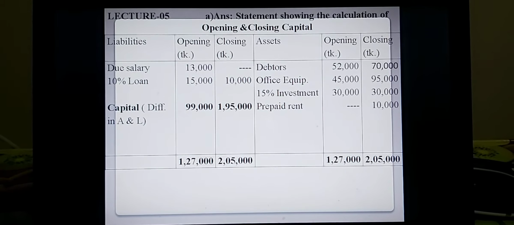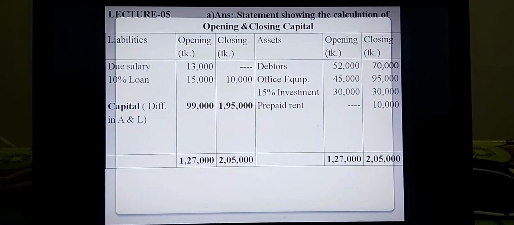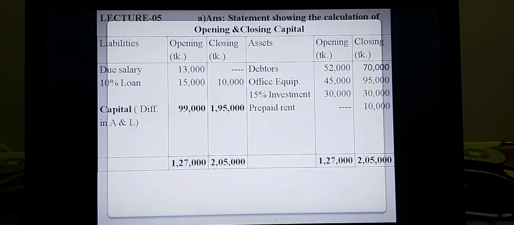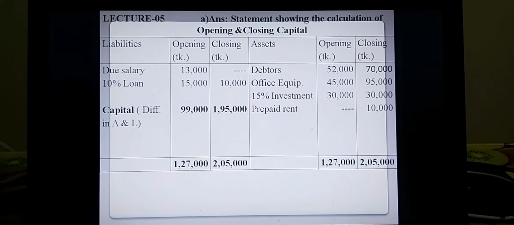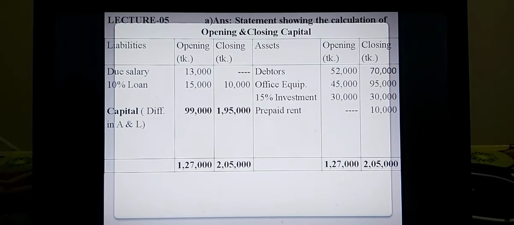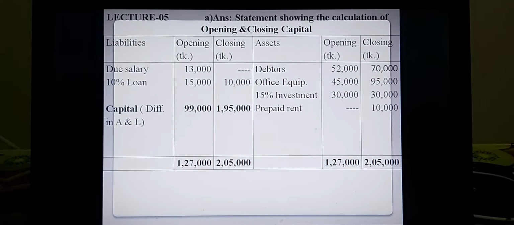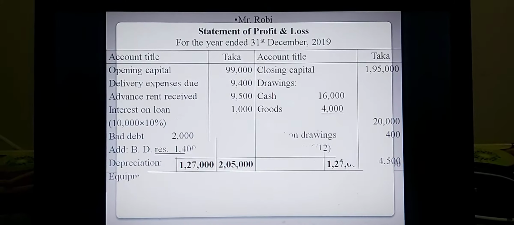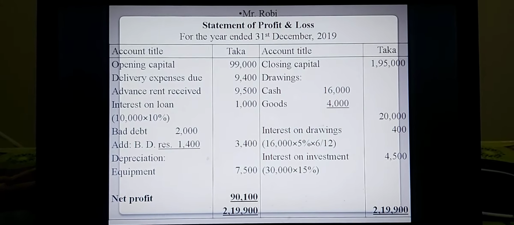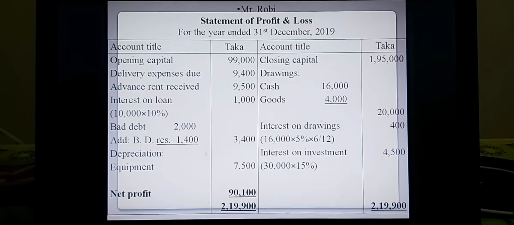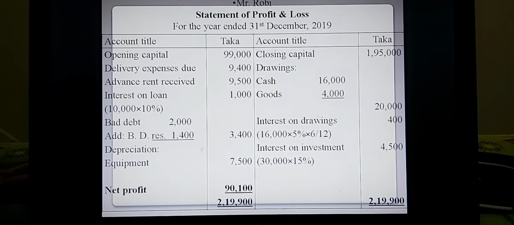Dear learners, I think you have completed requirement A. Now you can go for solving requirement B, that is the statement of profit and loss of the year ended 31st December 2019. Okay, now we can go for solving requirement B. Mr. Robbie, statement of profit and loss for the year ended 31st December 2019.